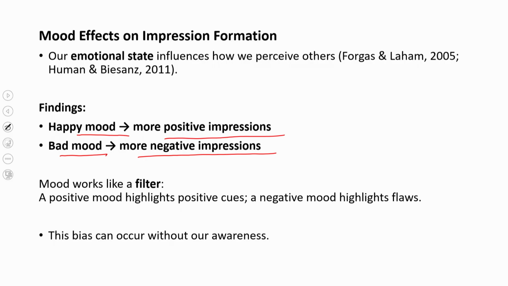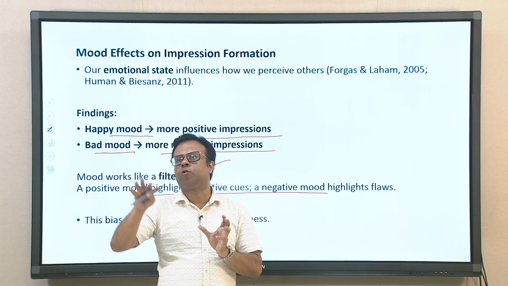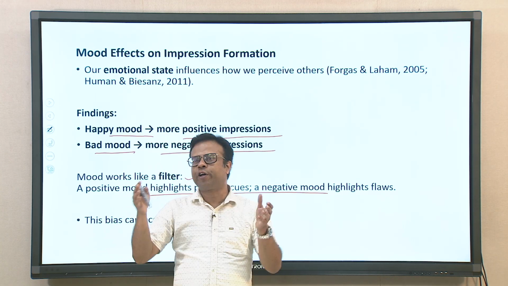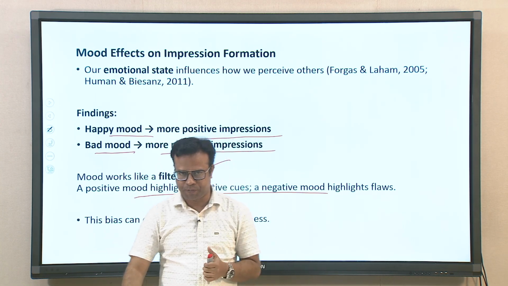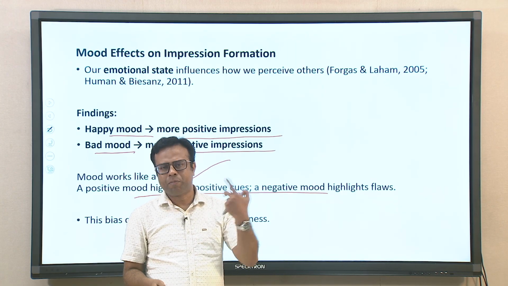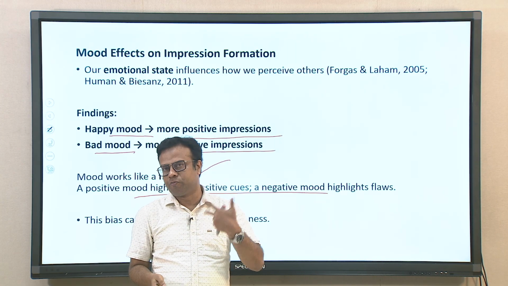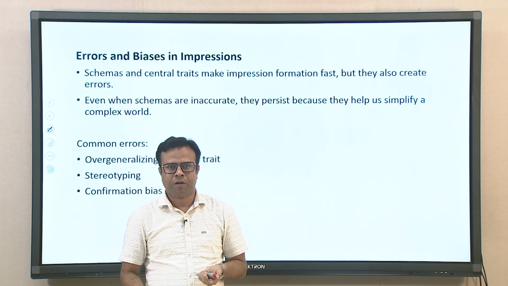So, mood can act as a filter. A positive mood highlights positive cues, because when you are in a positive mood, you are more likely to see positive things in the person. When you are in a negative mood, you are more likely to process negative information. So, accordingly your impression formation will be influenced. This can bias us without our awareness, or we may not even be conscious about it.